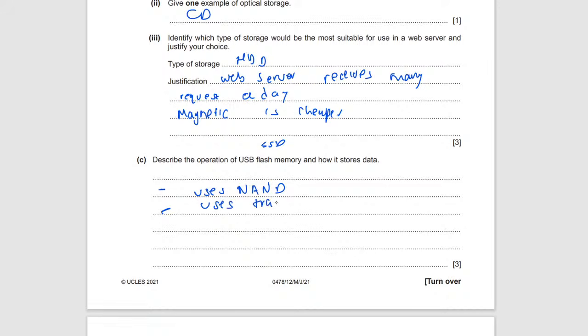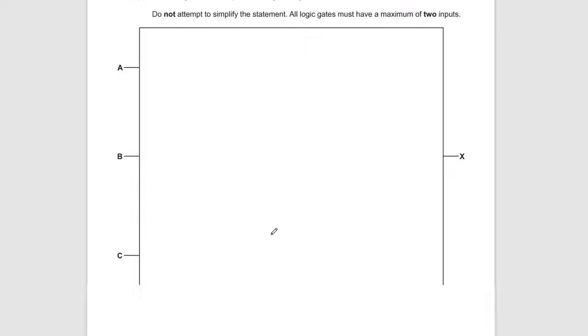Then you can say it uses transistors. I also mentioned it in the previous past paper. So you can see how everything is repeated. And then you can say data is flashed onto chips. Okay, I'll give you also 3 marks, so 3 points.